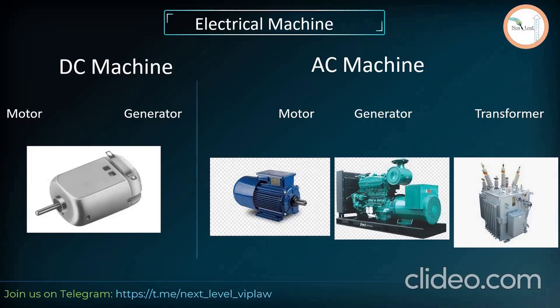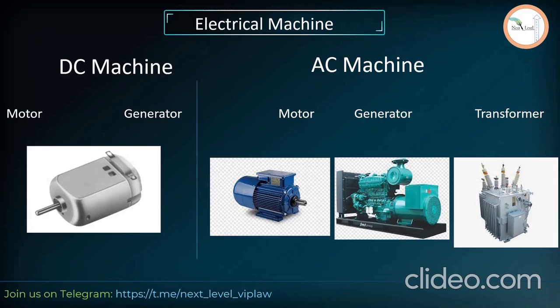But if we go in AC, motor, generator and transformer, three things exist. You can note here that the transformer does not exist in a DC type. For DC to DC conversion, we will use a different interconnection of switches that is not exactly a transformer but does similar things.